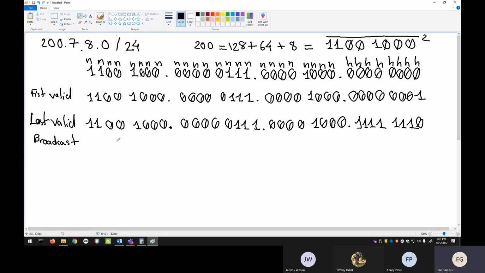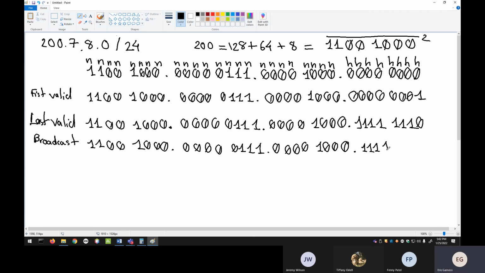So we cannot change the first 24. So I keep the 200 as it is. I cannot change it. I keep the 7 as it is. I cannot change it. I keep the 8 as it is. I cannot change it. Now in the host part, I do whatever I want. So to get the broadcast address, we fill all the host bits in 1. So if I fill all of them in 1, what is this number? 255.